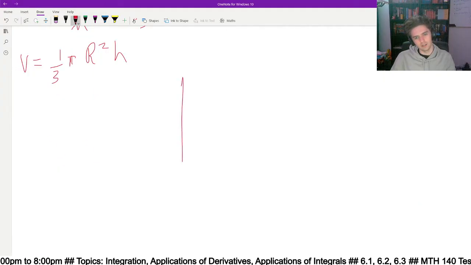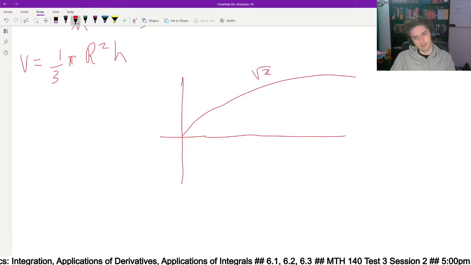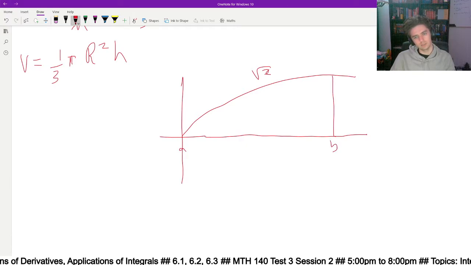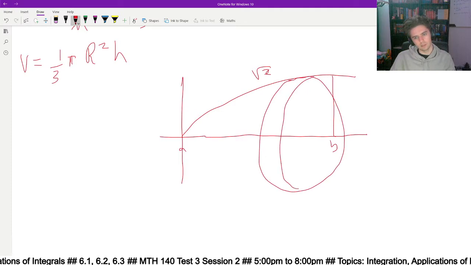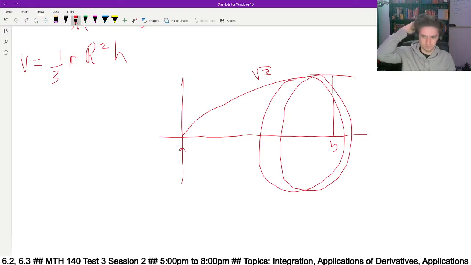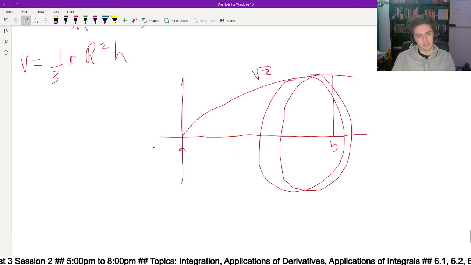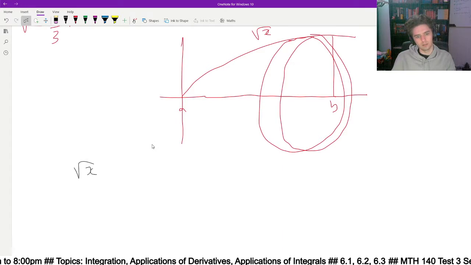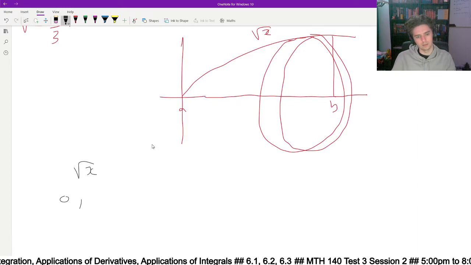Let's say your function is root x. And we want to find the solid of revolution that goes from A to B. So it would spin around like that, and you get a shape like that. The way we do it is we break it into disks, and integrate those disks from A to B. So, for example, let's do root x, from 0 to, well, what's a nice number that has a root, 9, I guess.